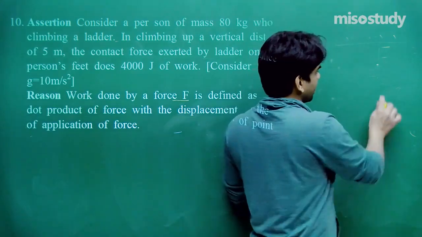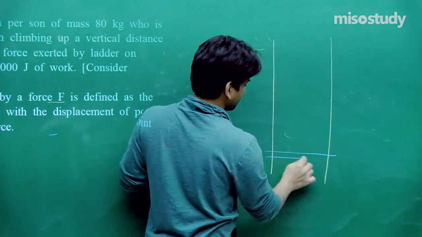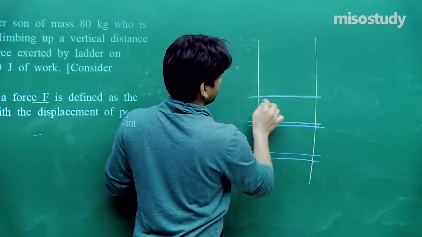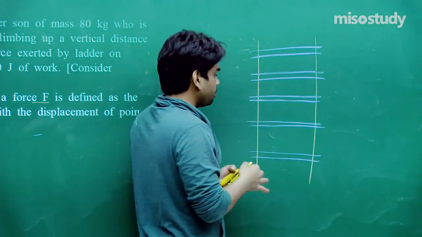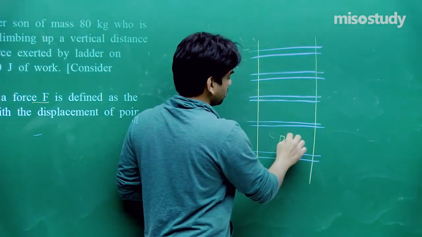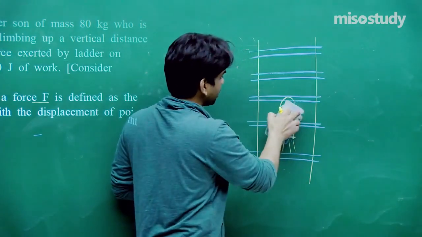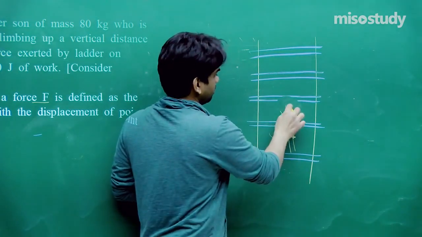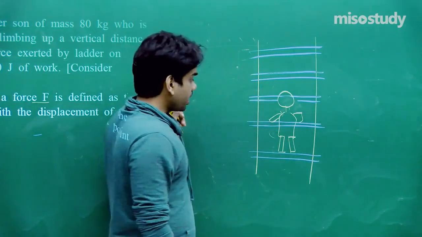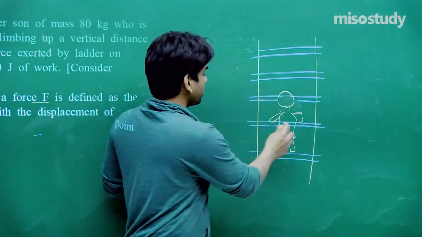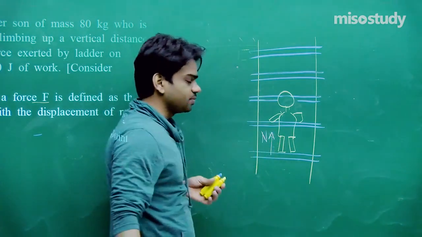Now see how the ladder is designed. If I say this is the ladder, you will be having several steps on this ladder. Let's talk about the person who's actually trying to lift himself using this ladder. I'm just poor at drawing, but try to understand with me what I'm trying to show you all. As he moves up, the ladder will be exerting a force on his feet along the vertical upward direction. That's quite obvious. That will be due to normal reaction.